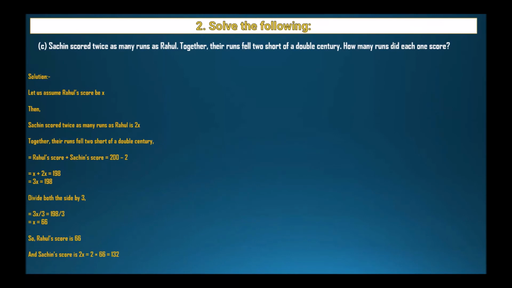So 3x upon 3 is x and 198 upon 3 is 66. So x equals 66. So Rahul's score is 66. And Sachin's score is 2x equals 2 into 66. That is 132.